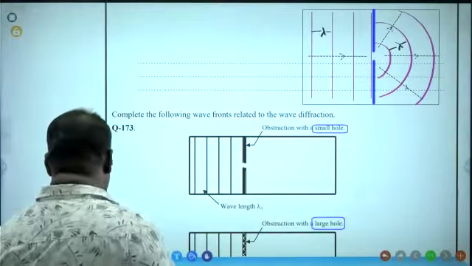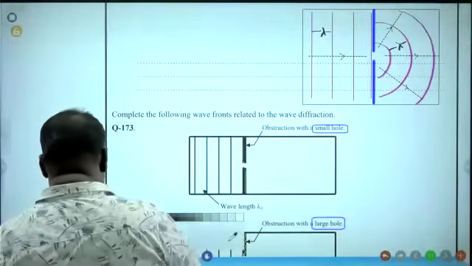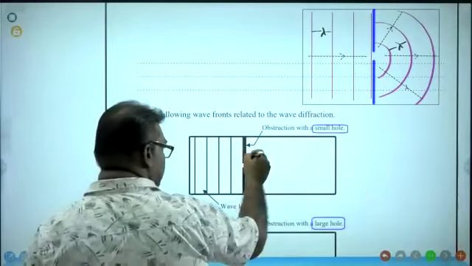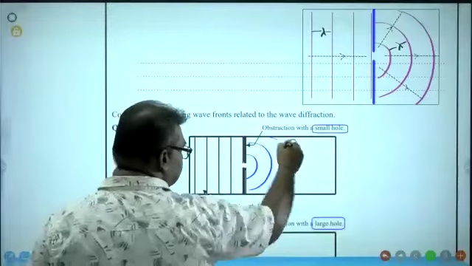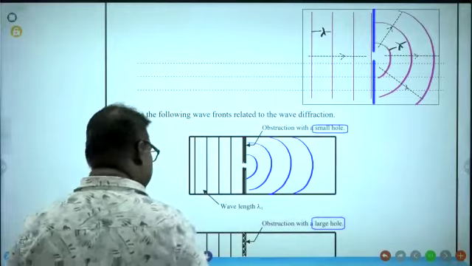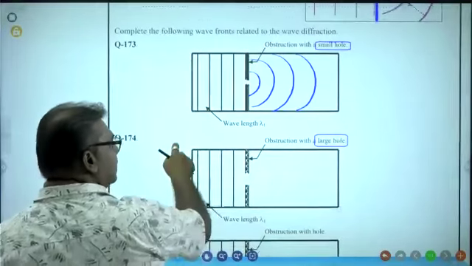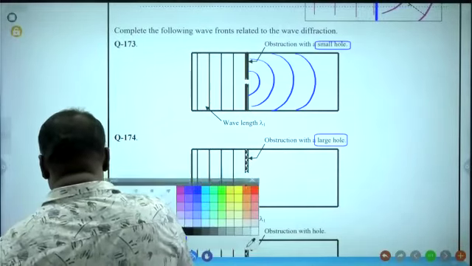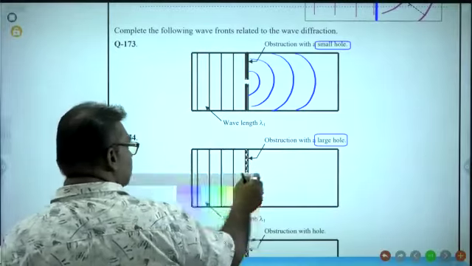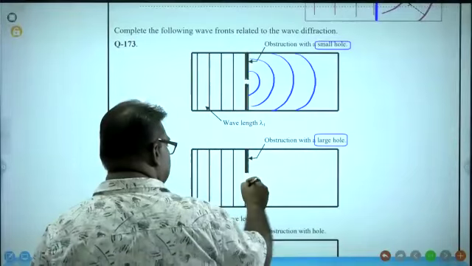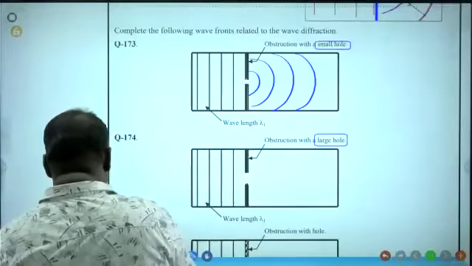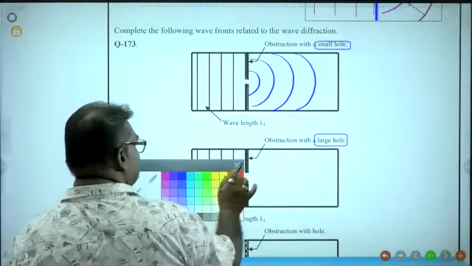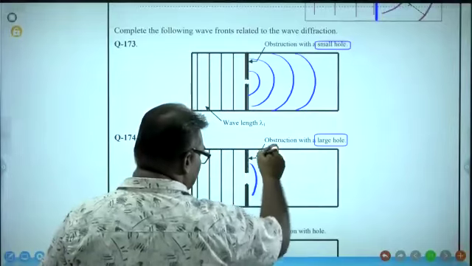Here we have an obstruction. It's a small hole, no? Then diffraction becomes sharp. Here, diffraction sharper, like this. Okay, then here we have a large hole. Relatively that's a large hole, no? Then diffraction is poor. Poor diffraction result. Let it like this. Diffraction is poor.